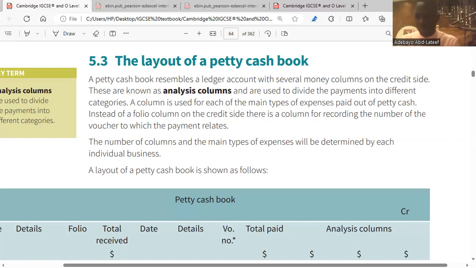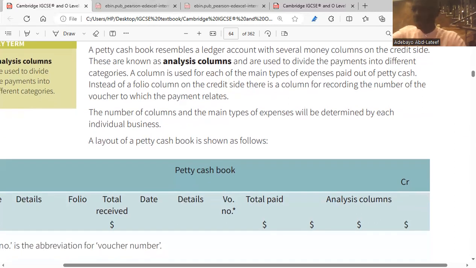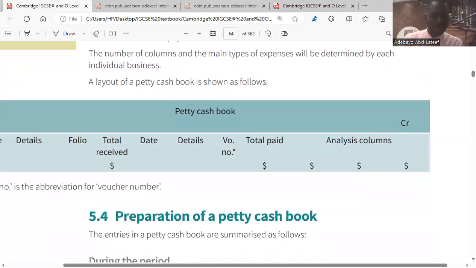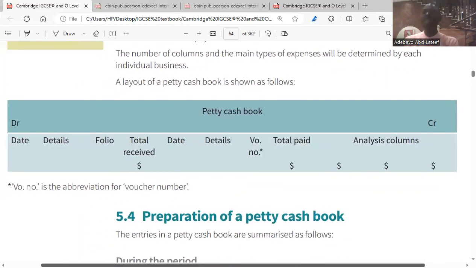So look at the voucher we have here. I think we can look at it together. So this is how the petty cash book looks. We have the date at which you are giving out the money, the details, what the transaction is about, the folio, which is basically just numbers, then the total receipt.